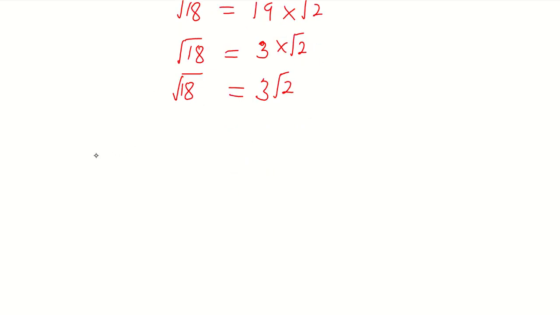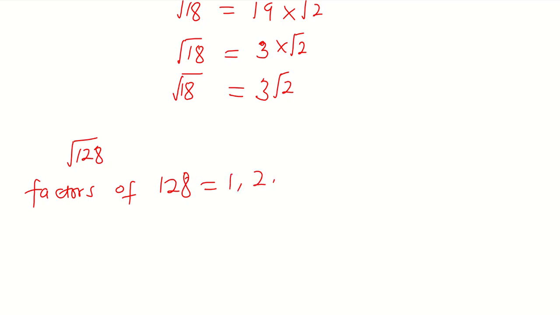In the next example, we can simplify square root of 128. We know square root of 128 is not in its basic form, and we have to find its basic form. So before we get it, we have to find the factors of 128. The factors of 128 are 1, 2, 4, 8, 16, 32, 64, and 128 itself. Now, these are the factors of 128.